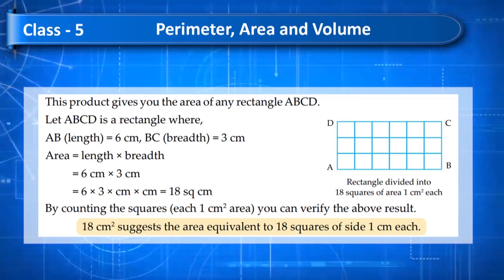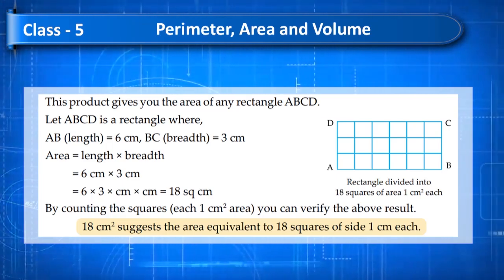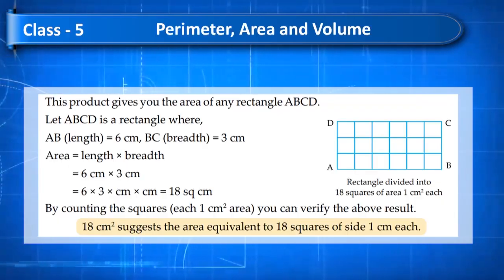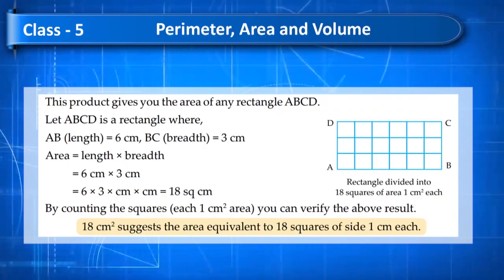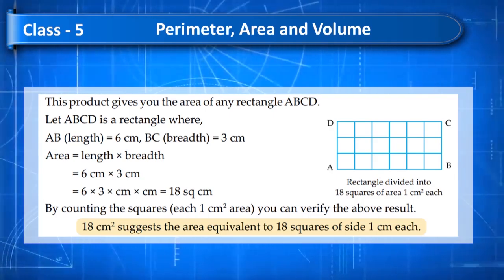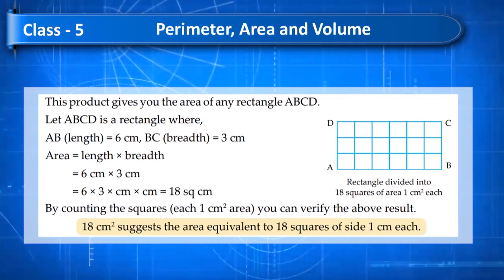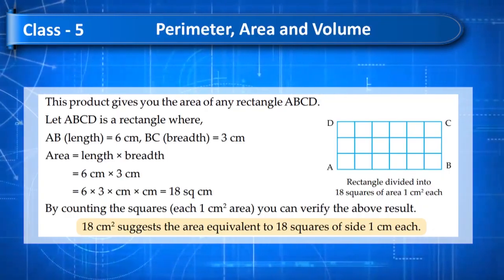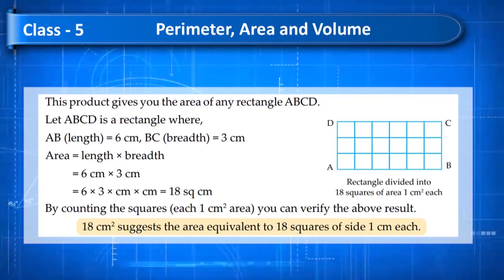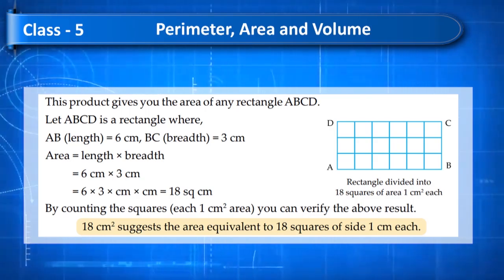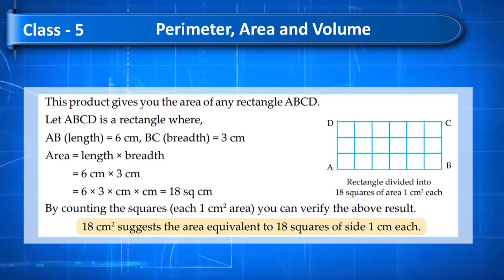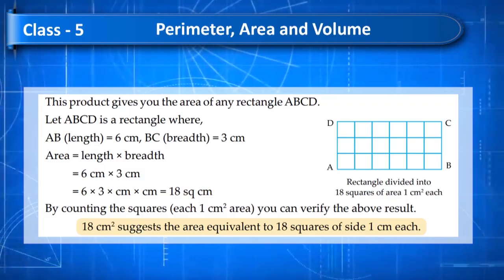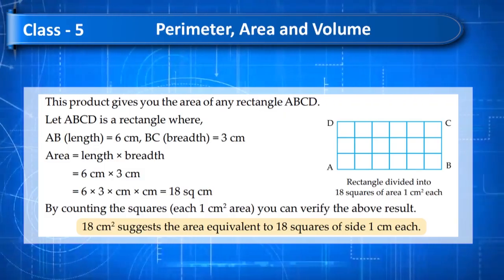Let ABCD be a rectangle where AB, the length, is equal to 6 cm, and BC, the breadth, equals 3 cm. Therefore, area is equal to length into breadth, which equals 6 cm into 3 cm, which is equal to 6 into 3 into centimeter squared, which equals 18 square centimeters. By counting the squares of each 1 cm square area, you can verify the above result. 18 cm square suggests the area equivalent to 18 squares of 1 cm each.